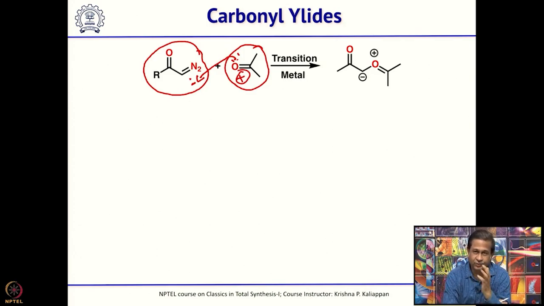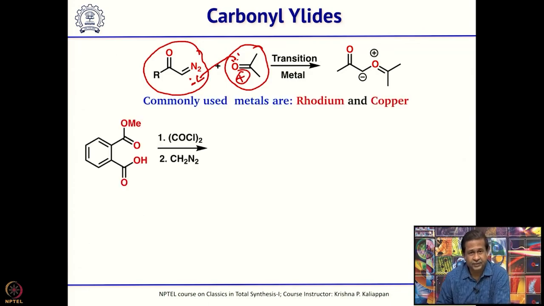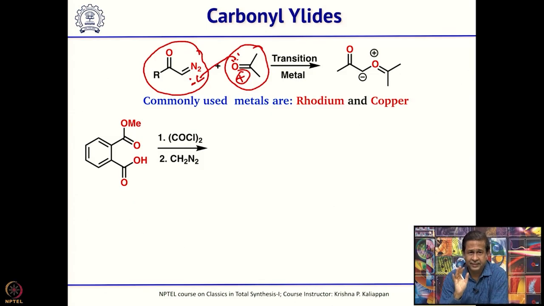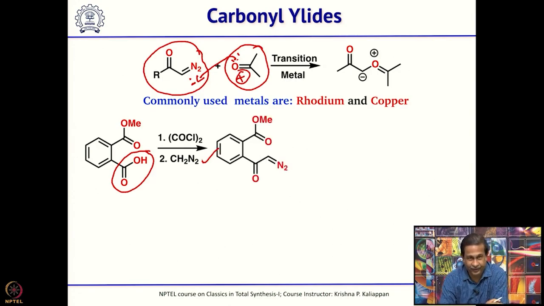What are those two metals? One is copper, the other one is rhodium. These are the two metals you can see in the literature routinely being used to form carbonyl ylides. So now let us see one example of how carbonyl ylides are made. For example, if you take this carboxylic acid having an ester, now when you treat with oxalyl chloride, it forms the corresponding acid chloride. Subsequently, when you treat this with diazomethane, it forms the corresponding diazoketone.